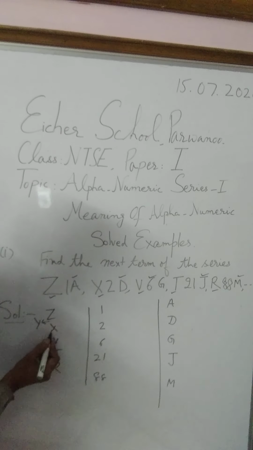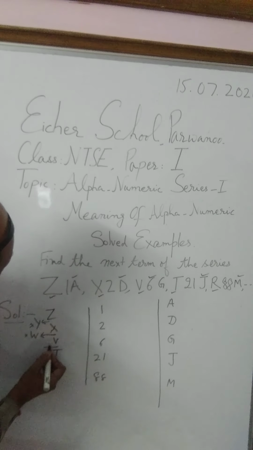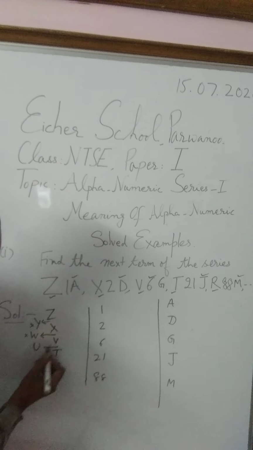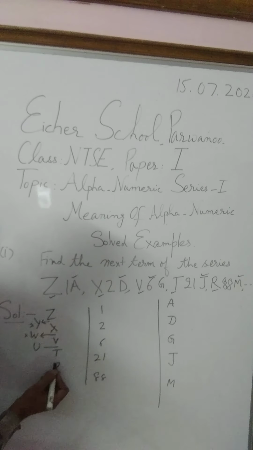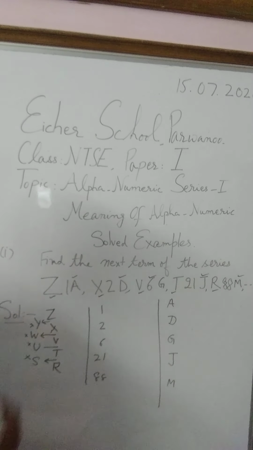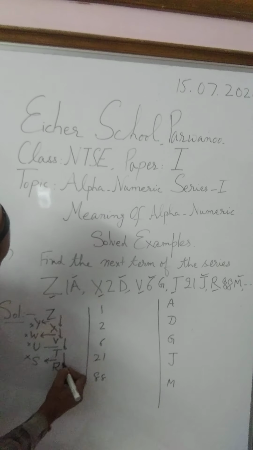Then between X and V, we have a difference of 1 alphabet, that is W is not here in between. Thereafter, between V and T, U is missing. Then between T and R, S is missing. So these are crossed out because they are not in the series. From Z we have X, from X we have V, from V we have T, from T we have R.